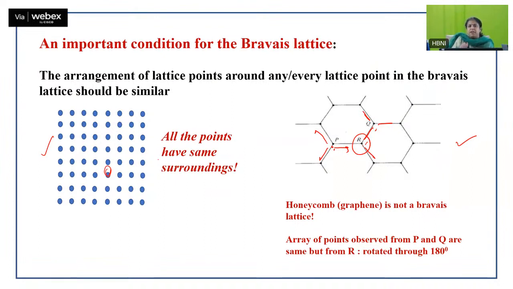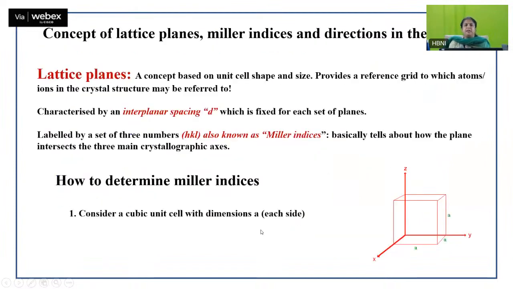That means if I'm standing at R, then what I'm observing around myself, because here that single line was going in the back direction and then these two are in the front, so the orientation is 180 degrees rotated. So this lattice we do not call a Bravais lattice. If at all we describe a lattice as a Bravais lattice, undoubtedly, whatever point I'm standing at, my surroundings will be totally similar. So this is a very important condition when we classify the Bravais lattice.